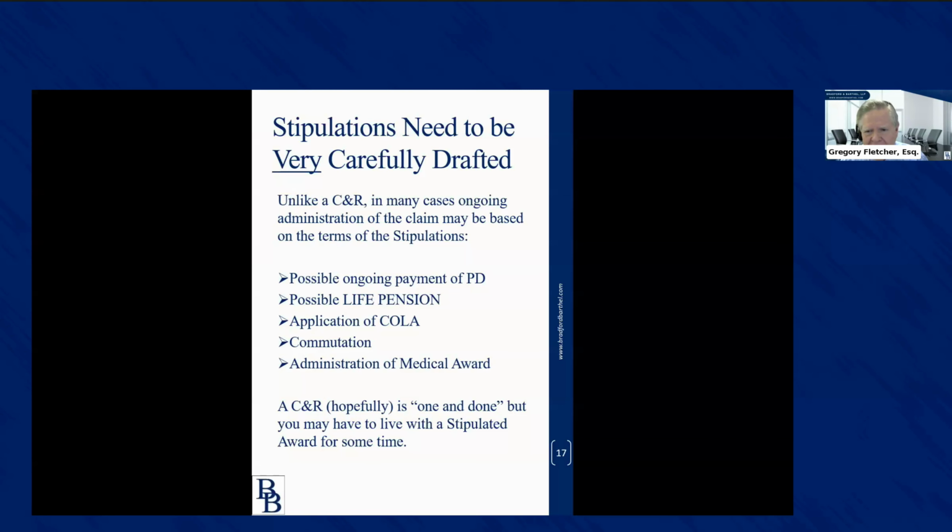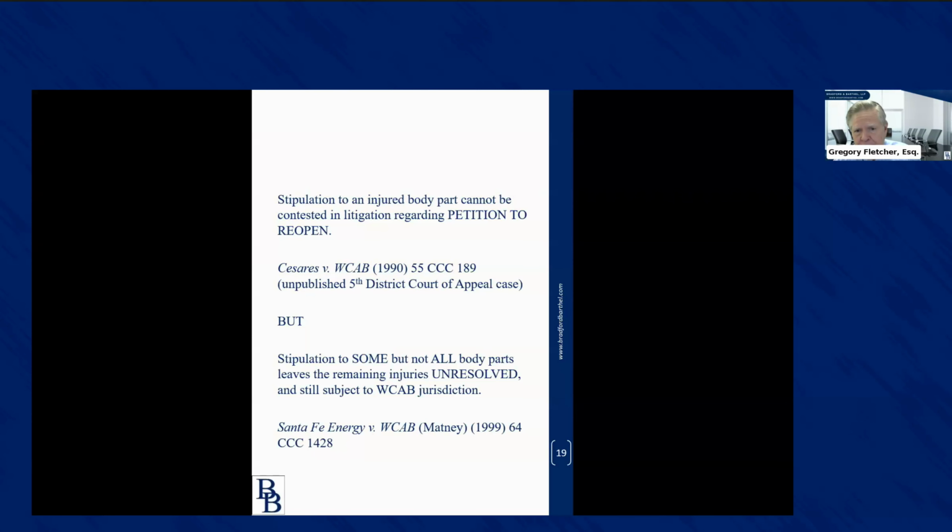We tend to view petitions to reopen as blowing up the earlier stips, but that's not entirely true. However, if you stipulate to some but not all body parts, then the WCAB may have continuing jurisdiction over adjudicating the injury to those body parts. So you do want to be comprehensive and address all injured body parts and all impairments in your stipulation.